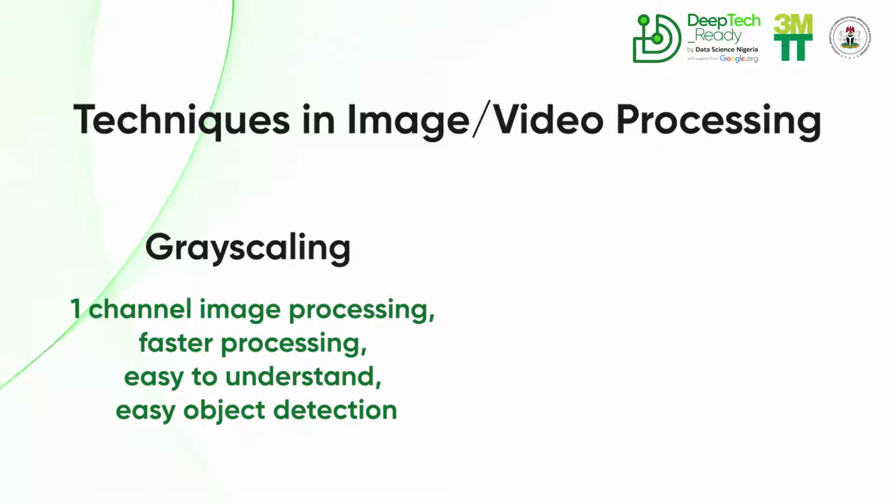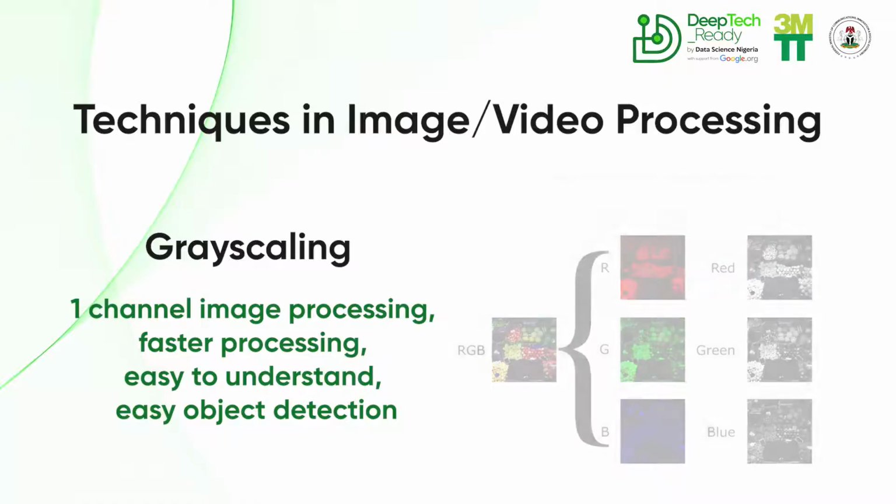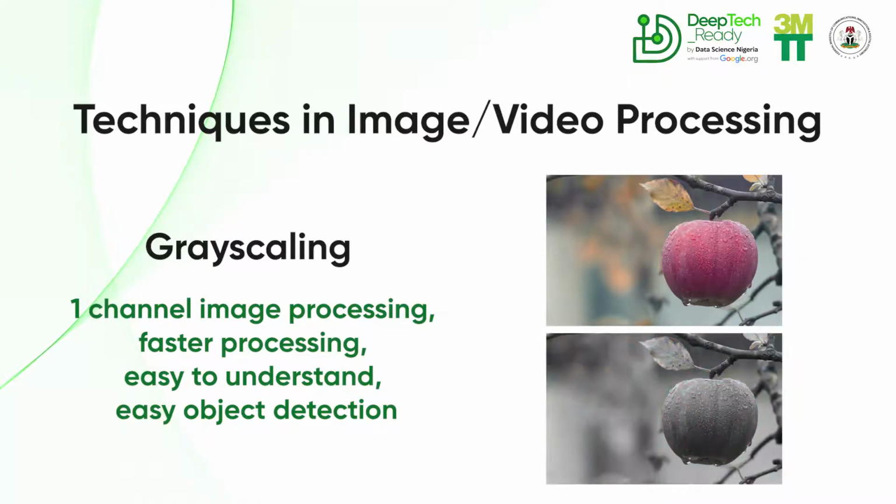When we load an image, images come in three channels: the R component, the red component, the G component, the green component, and the B component, the blue component. But when it comes to grayscaling, we're basically trying to deal with just one channel instead of three channels in order to process an image. When we get hands-on, I'm going to show you how you can grayscale an image for faster processing, easy understanding, and for object detection. That will be demonstrated.